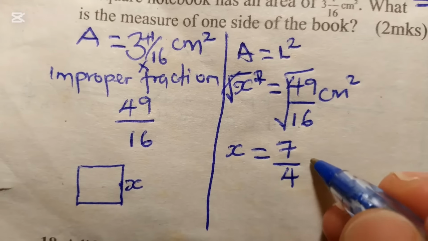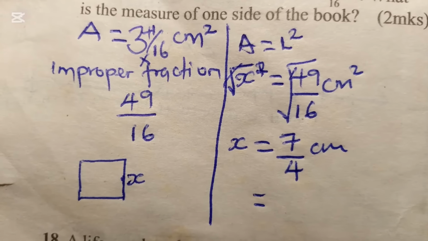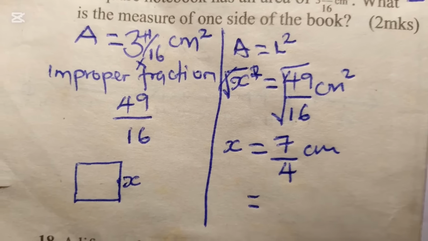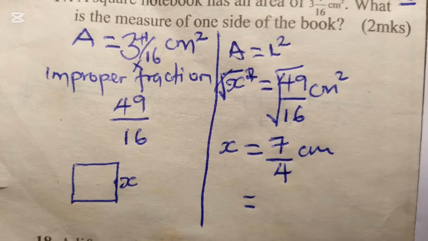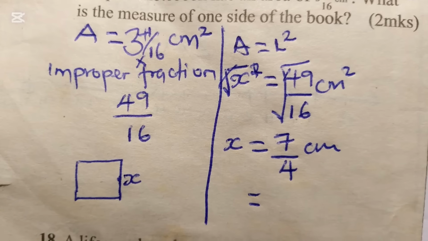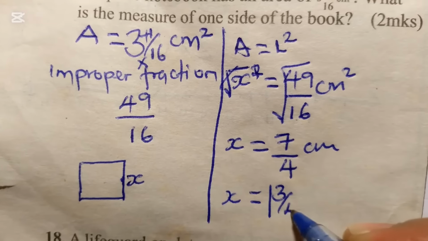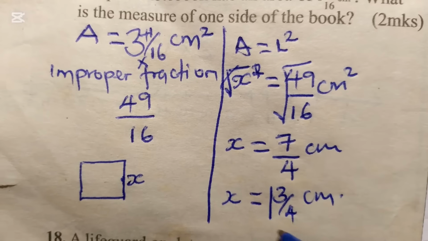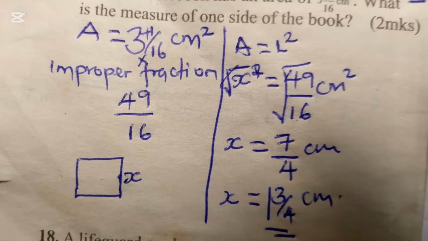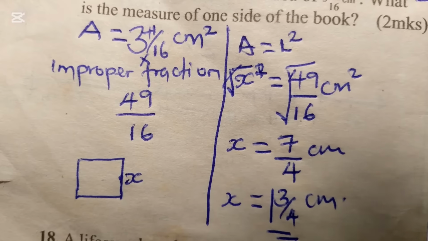Therefore, the side measures 7/4 centimeters, and this can be left as a mixed fraction. For it to look better, don't leave it at that stage of improper fraction. 7 divided by 4 is the same as x being equal to 1 3/4 centimeters, and therefore that is the measure of one side of the book.